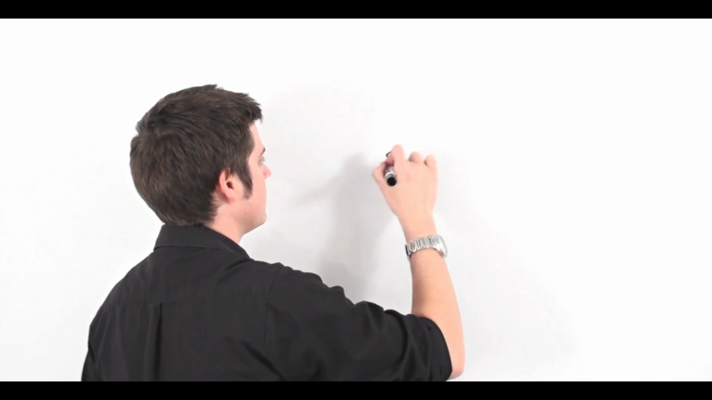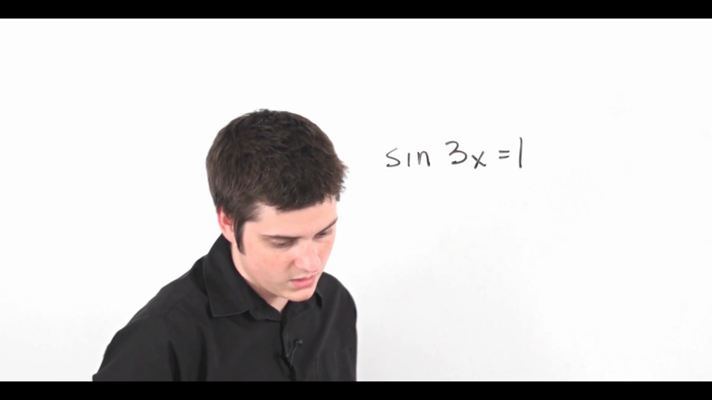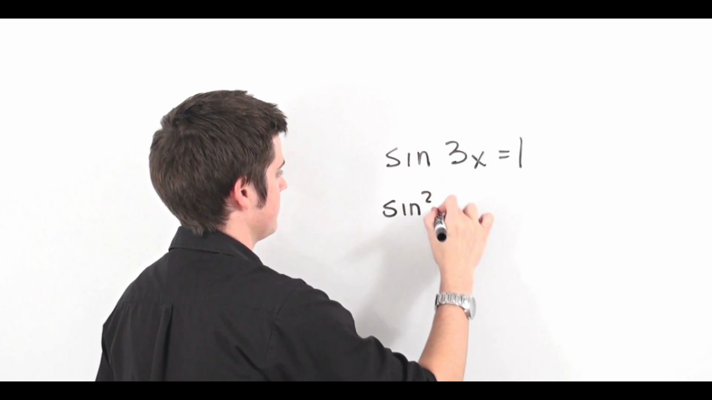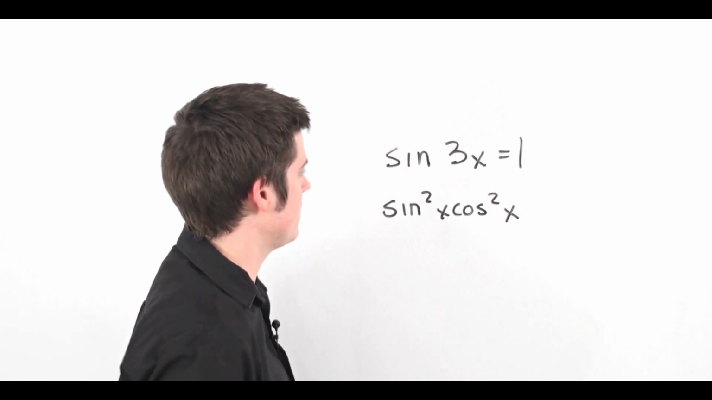Okay, let's go ahead and move on to page C7 for number 9. If sine 3x equals 1, it wants to know what the value of sine squared x cosine squared x is. So we need to know what x is going to be.